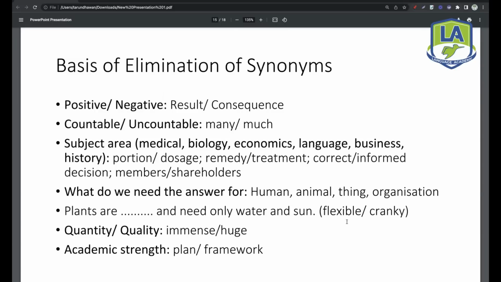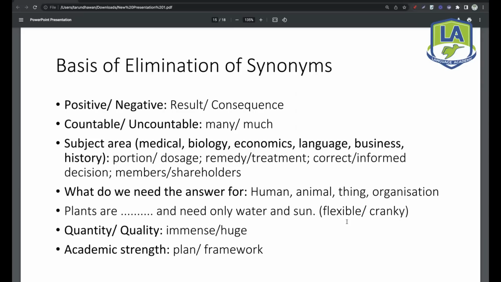So one of the bases is to think positive, negative. If you need a positive answer, you will go with the result. If you need a negative answer, you will go with consequence. So all the times it's not about exactly knowing the meaning only. We also need to know in which context that particular word is used. So results are neutral, whereas consequences are particularly used when you want to say negative result of something. So that's also one way you can think on synonyms.